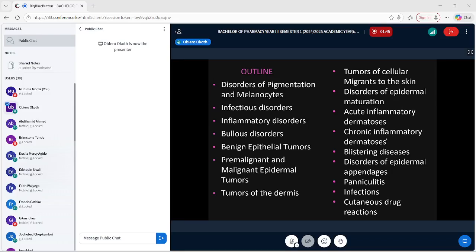Everything. This is the spectrum. We'll mention the most common one. Some might overlap.